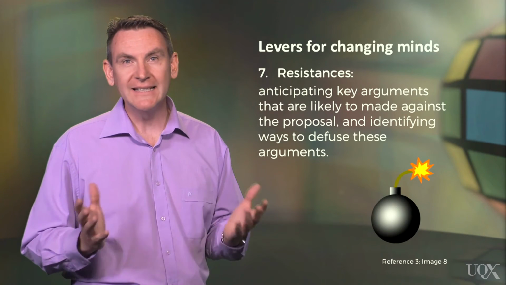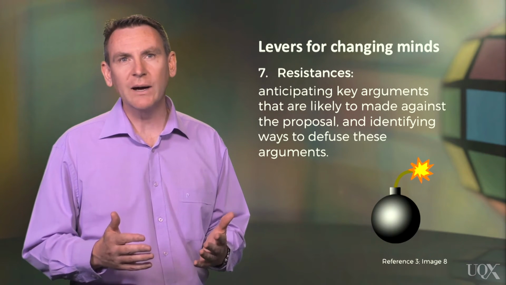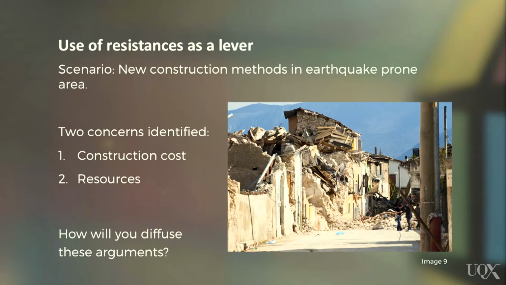This approach involves anticipating key arguments that are likely to be made against the proposal and identifying ways to diffuse these arguments. For example, imagine you are a development leader who is promoting new construction methods in earthquake-prone countries to minimise the loss of life due to building collapse. Consultation with local stakeholders has identified 2 principal concerns with your ideas that will need to be specifically addressed in your influence attempts. The first relates to overall construction cost. The second relates to whether local builders have the resources and skills to fully implement your new approach.